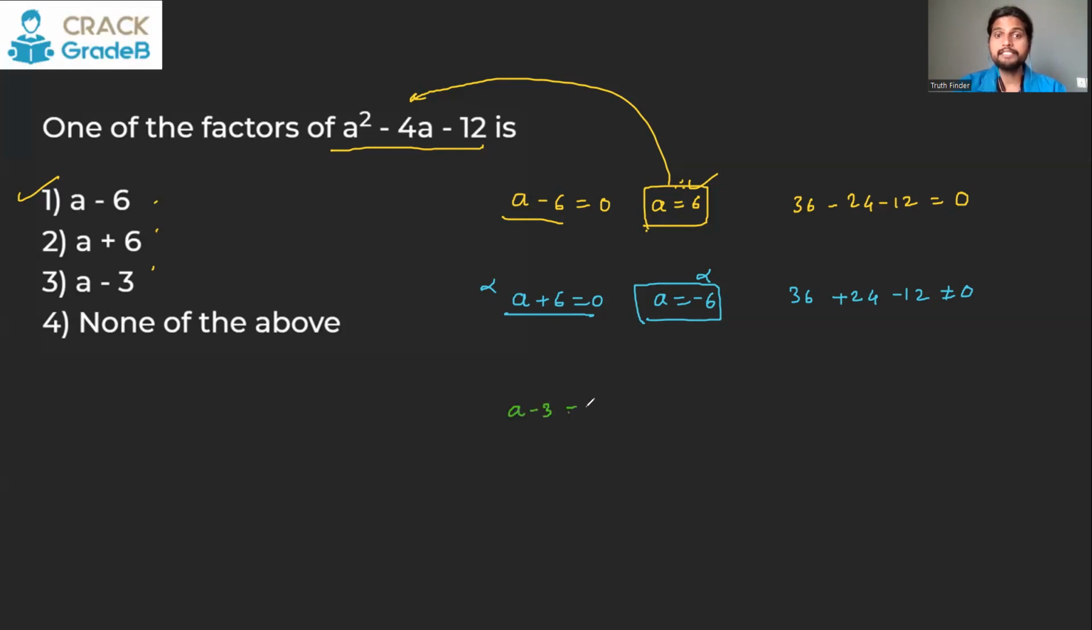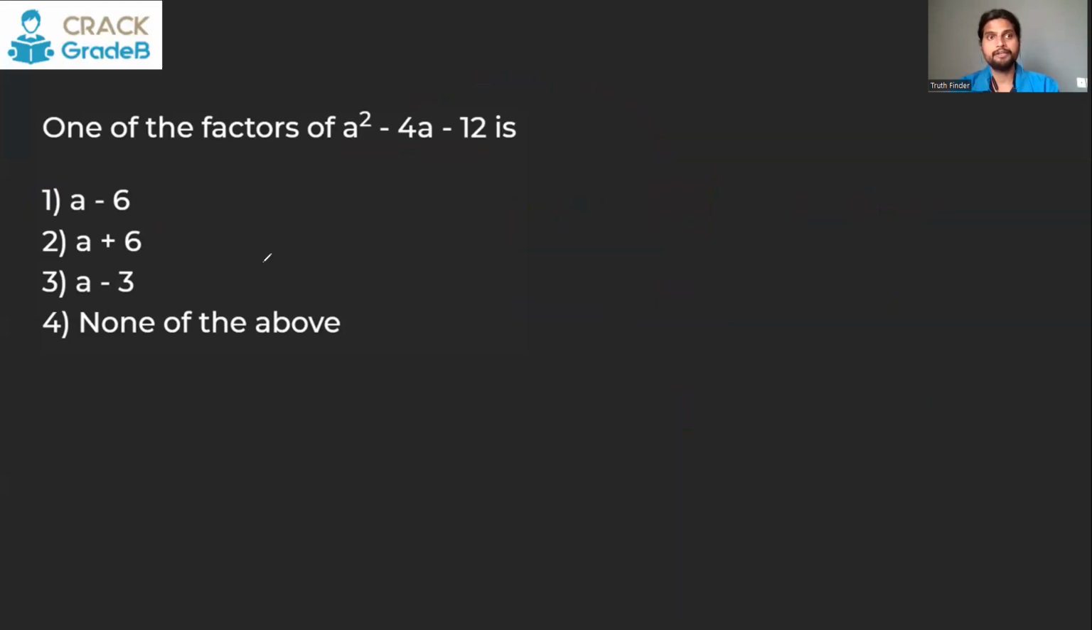A minus 3 is equal to 0. That gets us a is equal to 3. By putting a is equal to 3 in this quadratic equation, we get 3 square, that is 9, minus 4 into 3, that is 12, minus 12. That is not equal to 0. And hence, this is not the root, and hence this is not the factor. So I hope you understood how to use the factor theorem to solve these types of questions. Those are the typical questions from the factor theorem. Let's see one more.